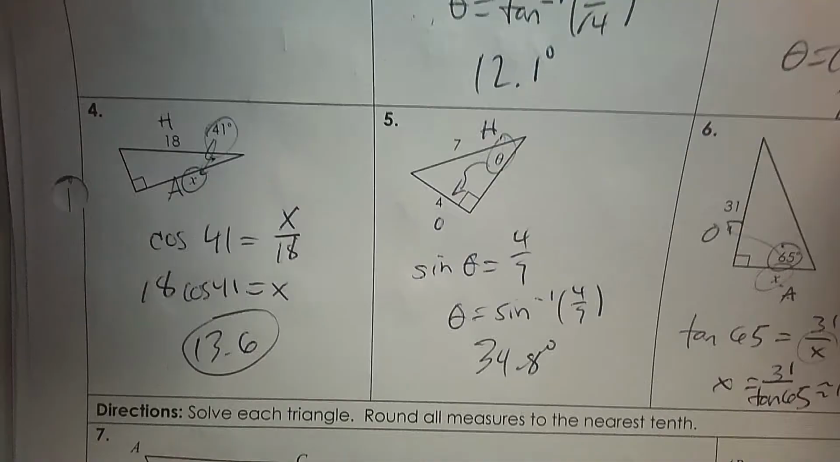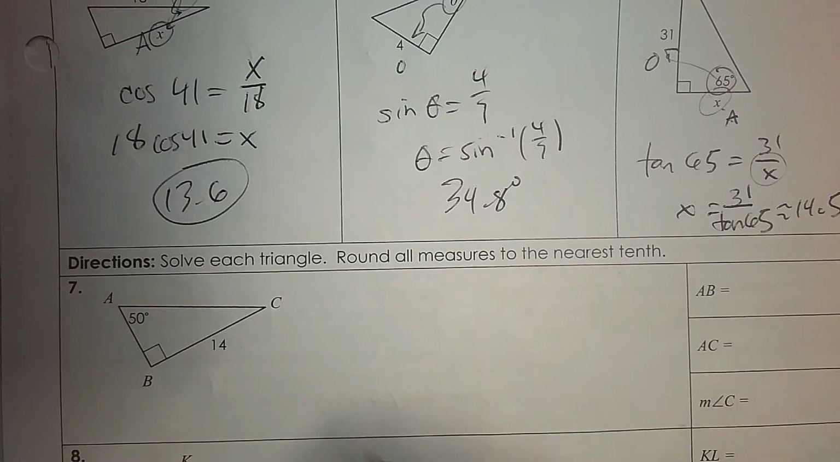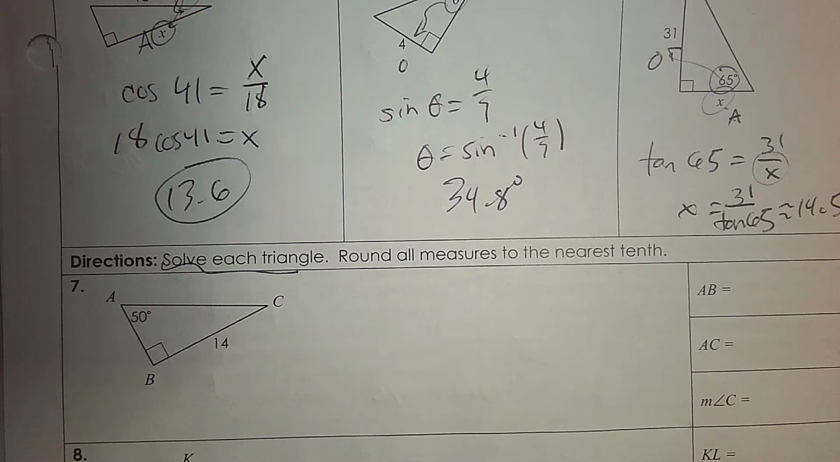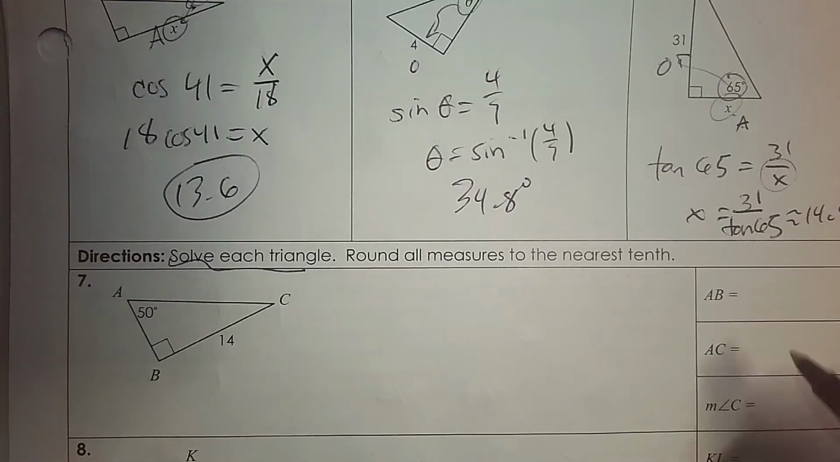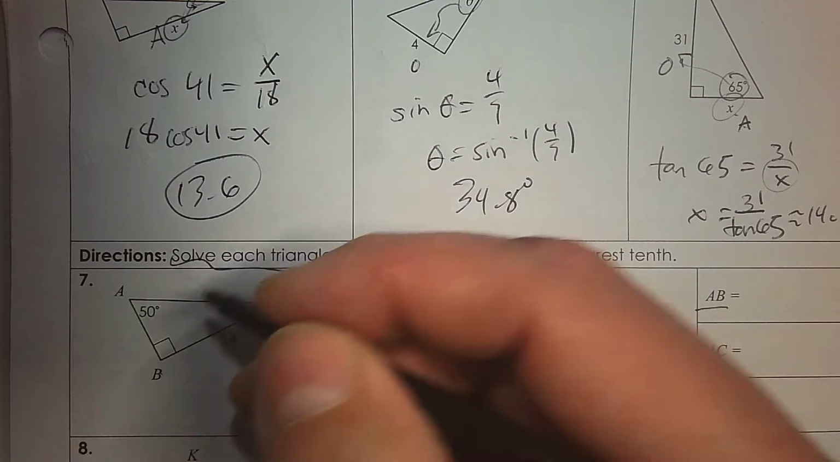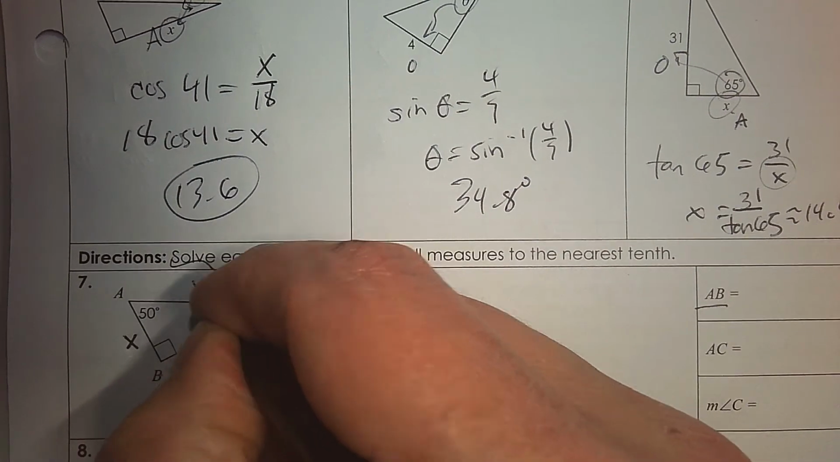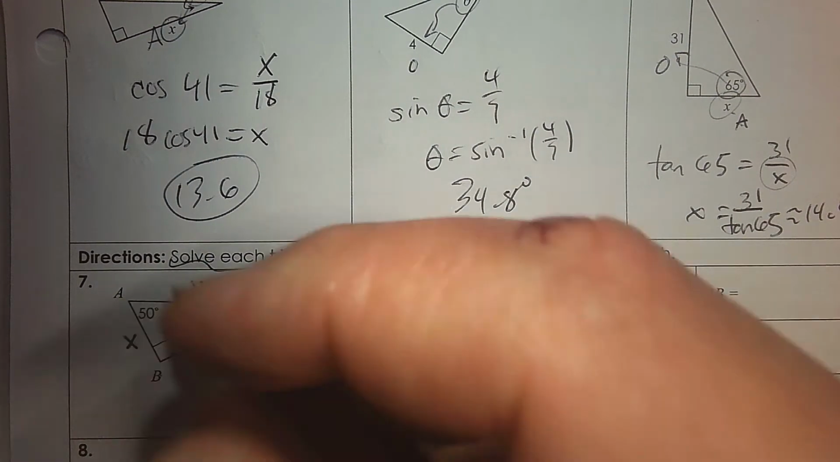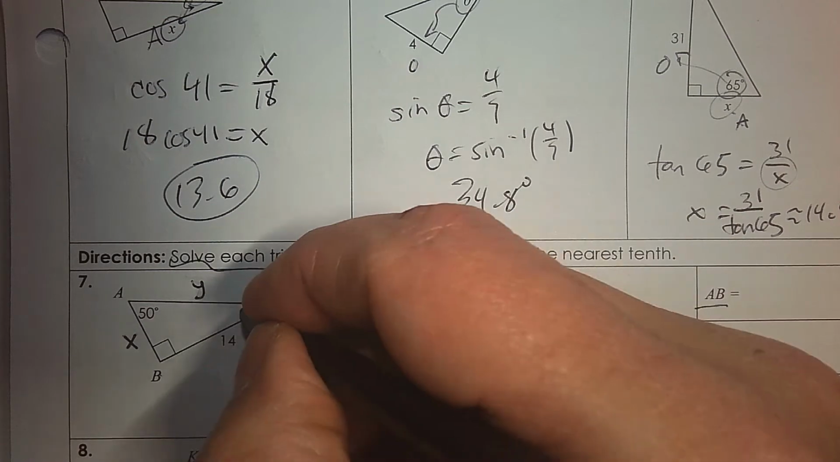Alright, when you're asked to solve a triangle, you're finding all the parts that are missing. So what's missing here? A, B, so A to B, A to C, and so on. I'm going to label some of these things. So I'm going to label that X, I'm going to label that Y, and then we have angle C right here. We can label that theta.